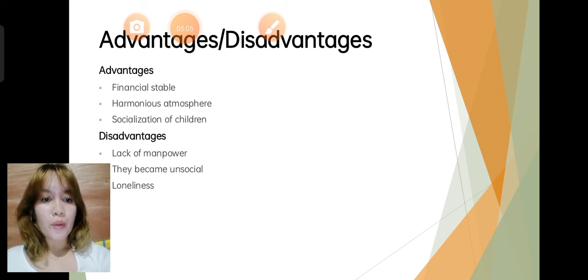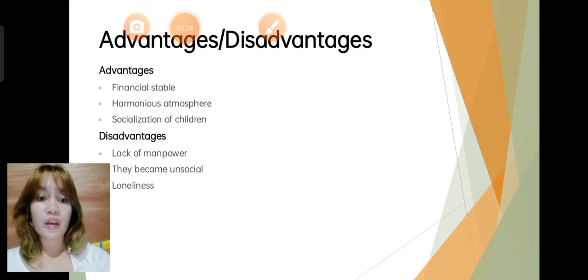But there are disadvantages to this type of family. Loneliness is the major drawback, along with lack of manpower, and they may become unsocial. Since they are few, there is no help or support in case of emergency, and there is no one to talk to in the free time.